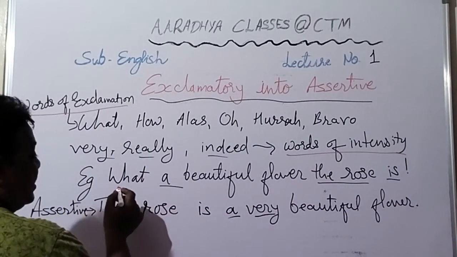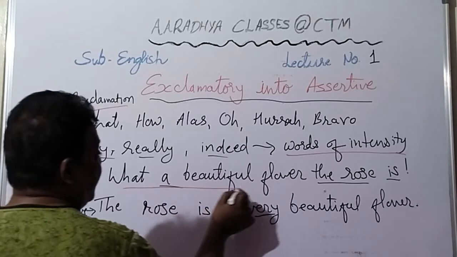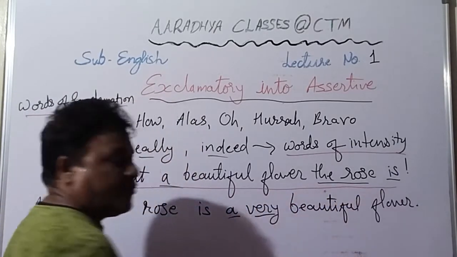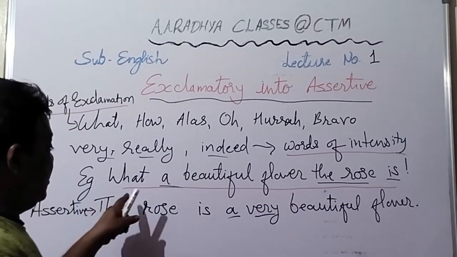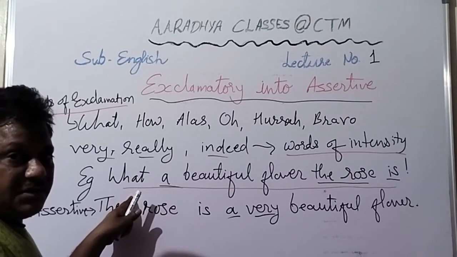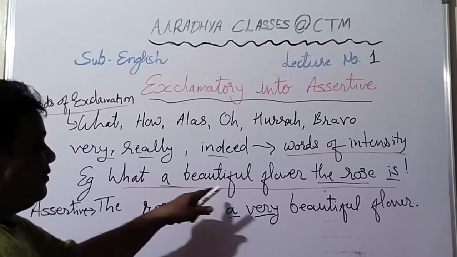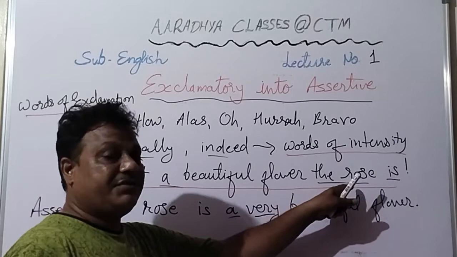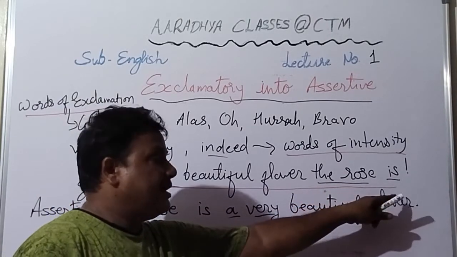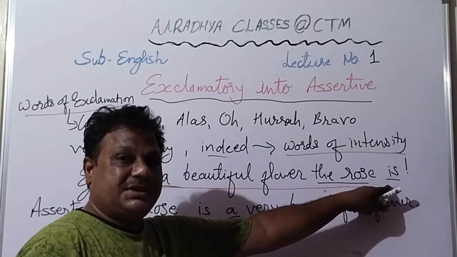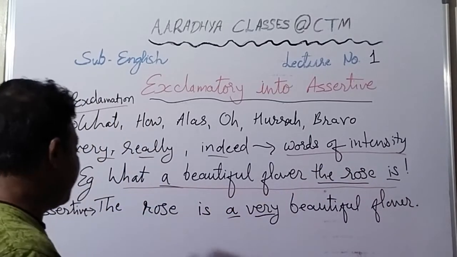Here the example is already written. What a beautiful flower the rose is. Okay, all of you can see the sentence begins with what, then a beautiful flower, thus your subject is over here, the rose, and the last one is the verb, is. Okay, then you have the exclamation mark.